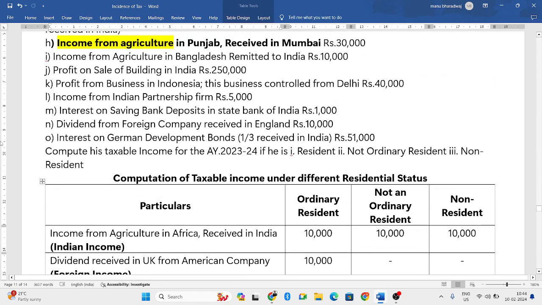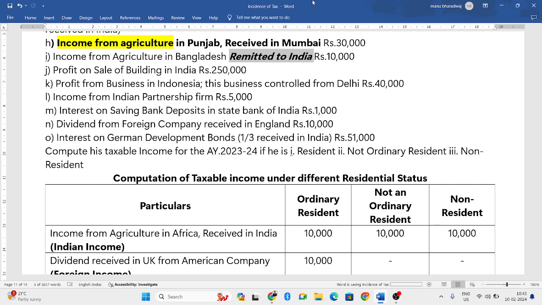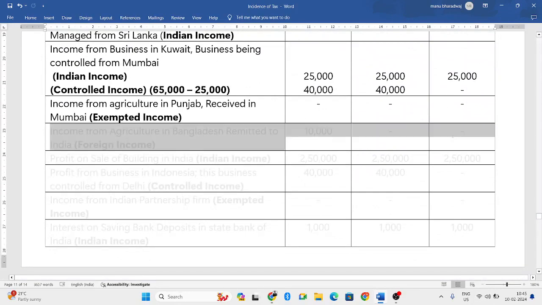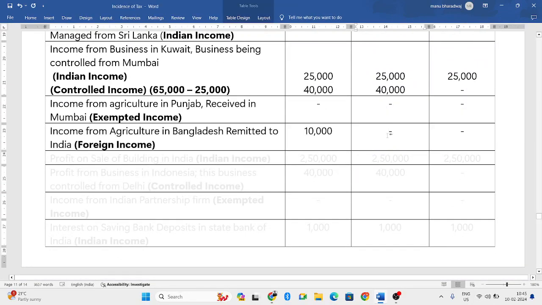Next, income from agriculture in Bangladesh, which is outside India. Later on, it was remitted to India. So the word remitted should be ignored. So just concentrate on this part: income from agriculture in Bangladesh. So income is arising outside India and the receiving aspect is also outside India. When both the aspects are outside India, we consider it as foreign income. It is a foreign income from other sources. So when it is a foreign income from other sources, only the ordinary resident will be taxed.